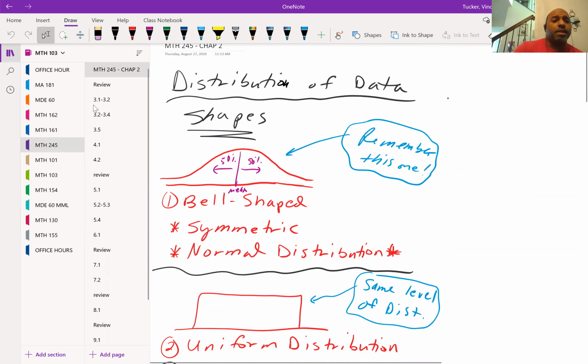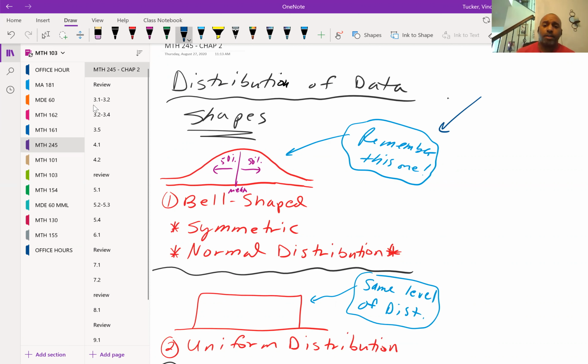So, like I said, just a couple things out of chapter 2. The first thing is talking about the distribution of data and the shapes. So the first one is the bell-shaped curve. It has your mean in the middle. Your mean is in the middle, and it's symmetric about your mean. So you have 50% of your data on the right of your mean, 50% of your data on the left of your mean. It's called the normal distribution.